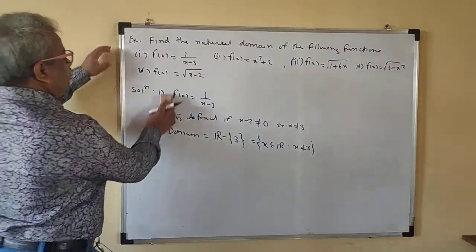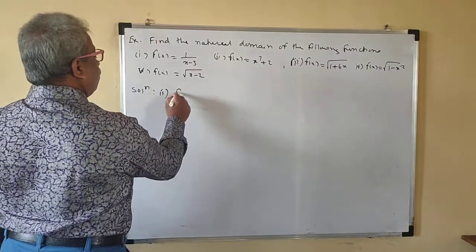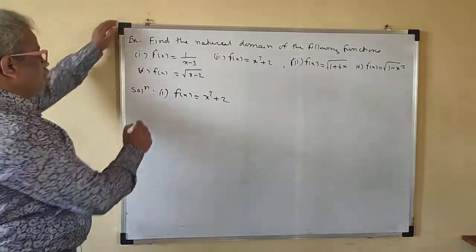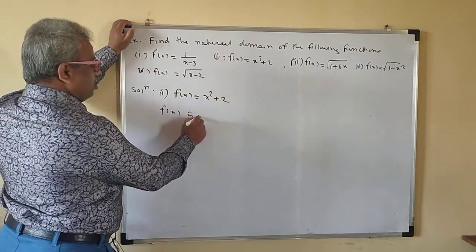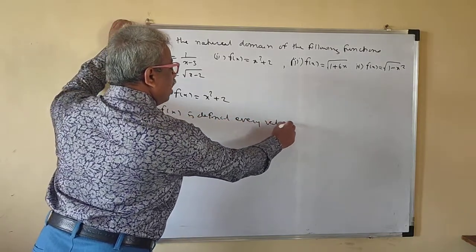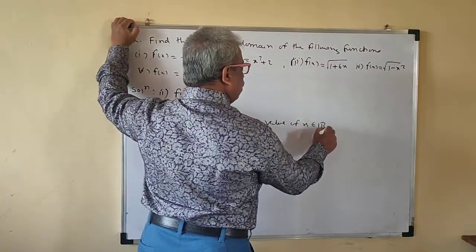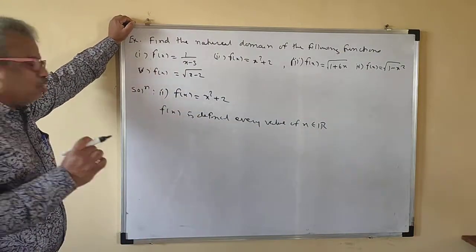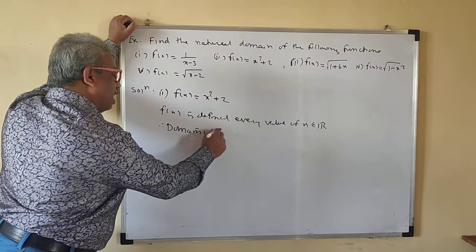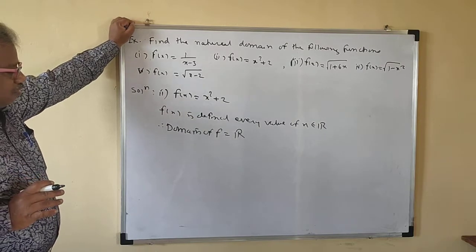Now we'll take the second one. f of x is equal to x square plus 2. So now f of x is defined for every value of x belonging to R. For every real number it is well defined, no problem for this. Therefore the domain of f is equal to the set of all real numbers. Okay.